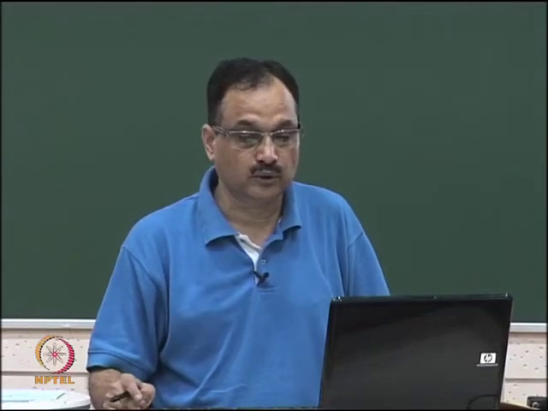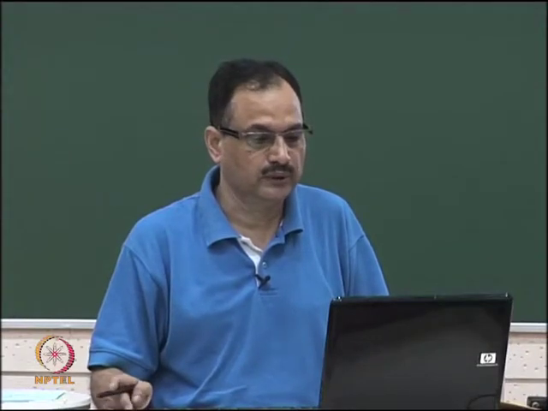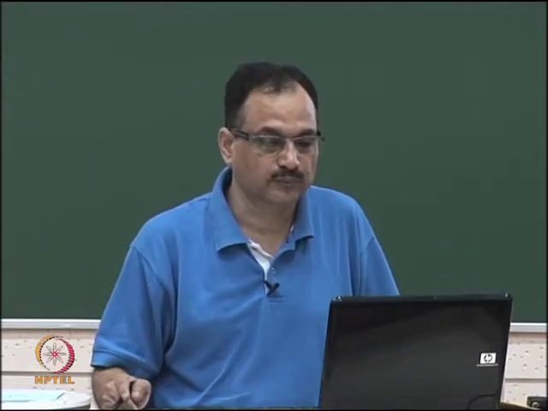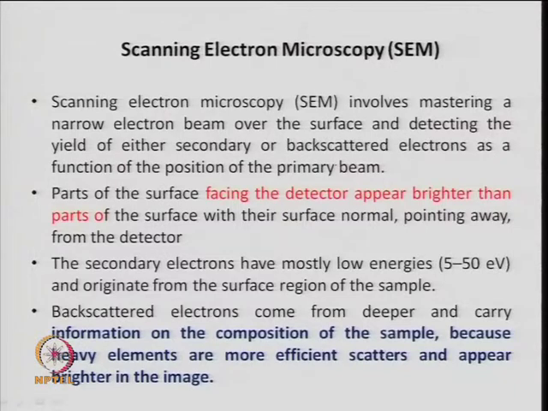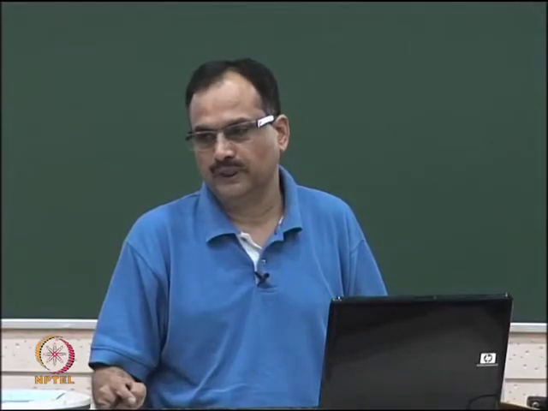The secondary electrons roughly have energy between 5 and 50 electron volts, and these originate from the surface region of the sample. Once we measure the energy, the fundamental thing is the same: we are measuring the kinetic energy of these beams and then correlating it, because different metals have different properties, and depending upon their property or electronic configuration, the energy of this beam will change.